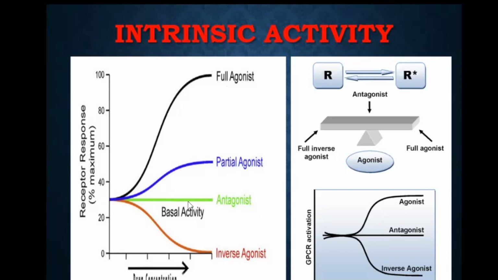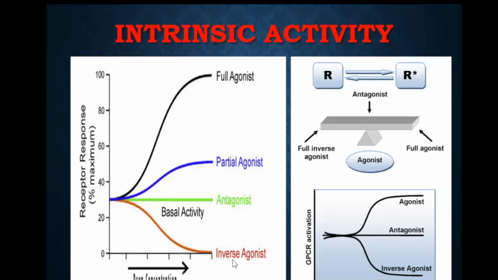Next are antagonists. Antagonists are drugs that keep the receptor at the basal activity level. They don't reduce it, but they don't increase it either. What an antagonist does is, once it has bound to the receptor, it prevents the agonist from binding to it and increasing the biological response. So they maintain the receptor activity at the basal level.